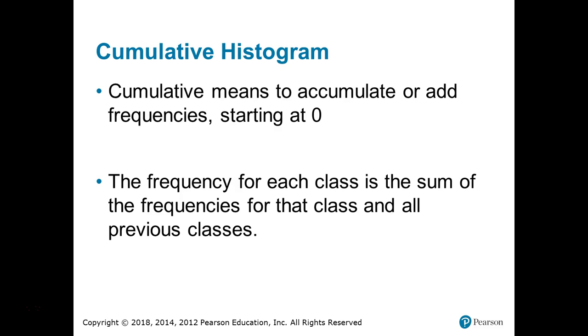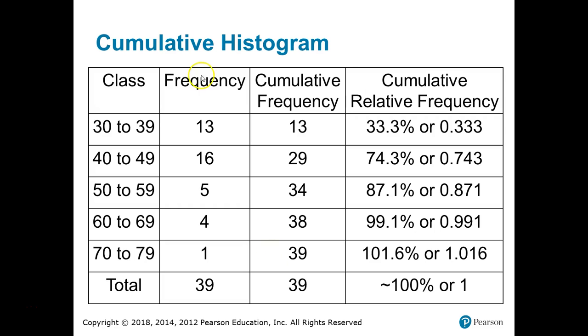Cumulative means that you are going to accumulate, or add, frequencies starting at 0. So the frequency for each class is the sum of the frequencies for that class and all the previous classes. You're starting at 0 and ending at 100%, showing at this class what total percentage of the data values you have already encountered, up to and including that number. So starting at 30, we have 13. This one's going to be the same.